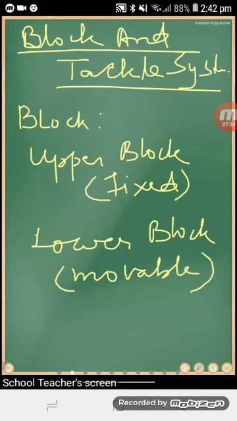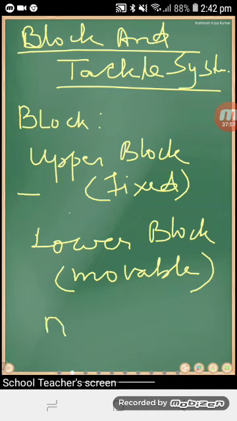Okay, upper block is fixed. Number of pulleys, that is n, if I consider, the number of pulleys in the upper block is either greater than or equal to the number of pulleys in the lower block, and similarly the number of pulleys in the lower block is going to be less than or equal to.